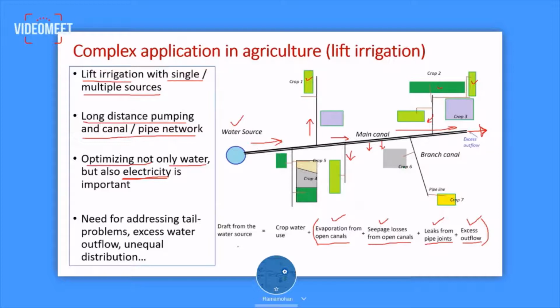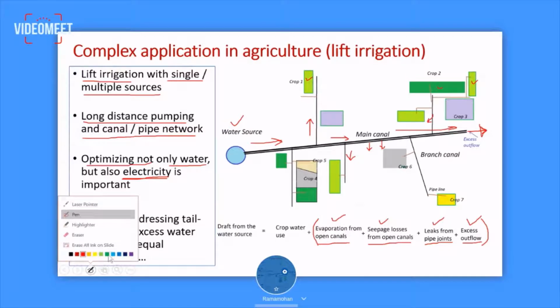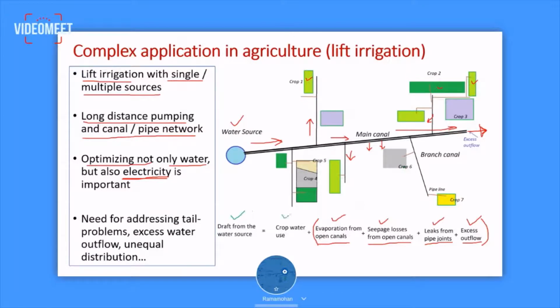So if you compare this equation, on the left hand side there is a draft from the water source. On the right hand side, we have crop water use, but there are several loss components which are added to this. In the previous case, the distance between the water source and the land was very short, almost nearby. So we did not consider any of these losses except the excess outflow. But here, in this case, several other elements are coming in.